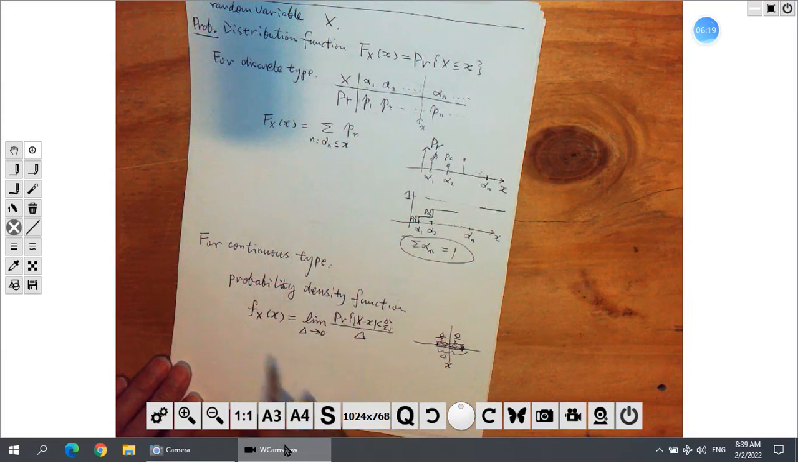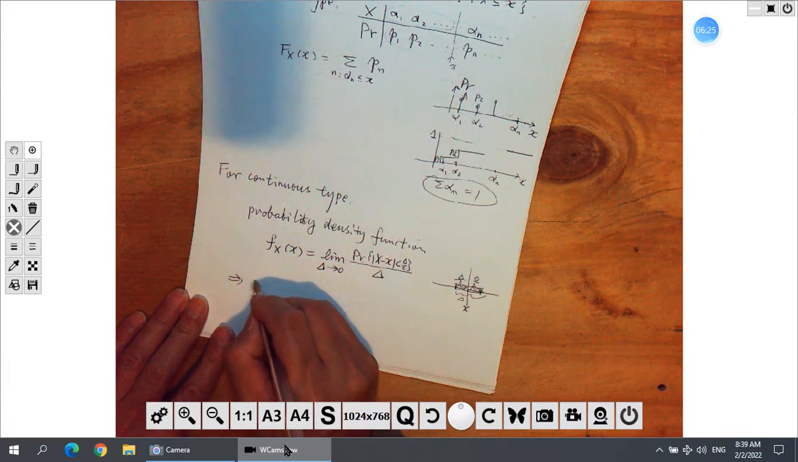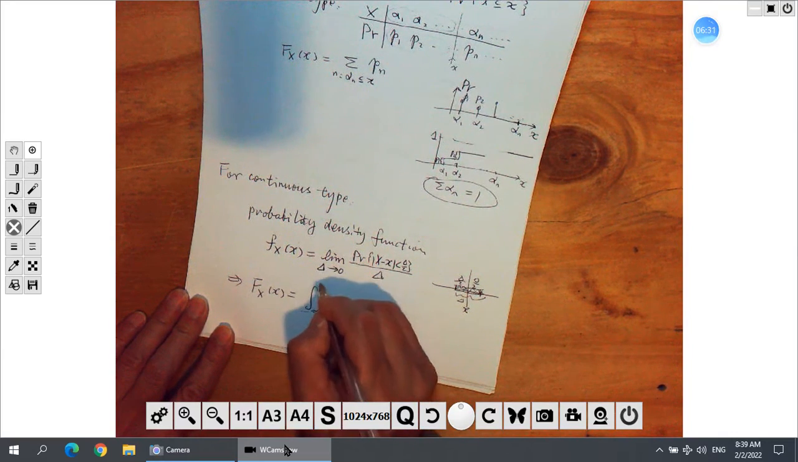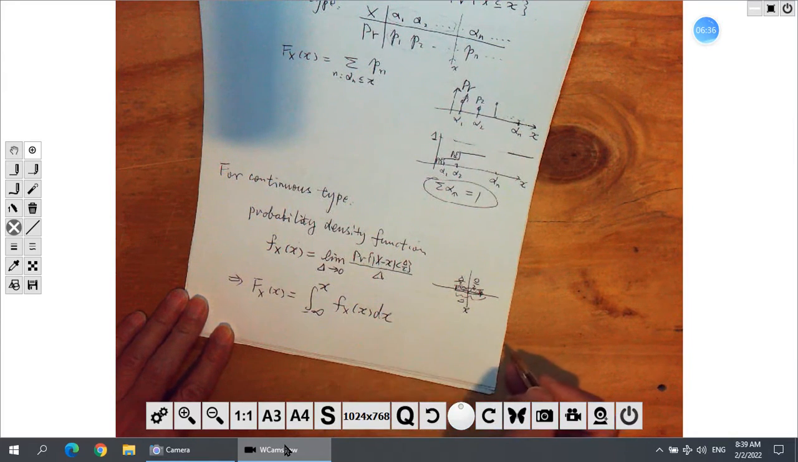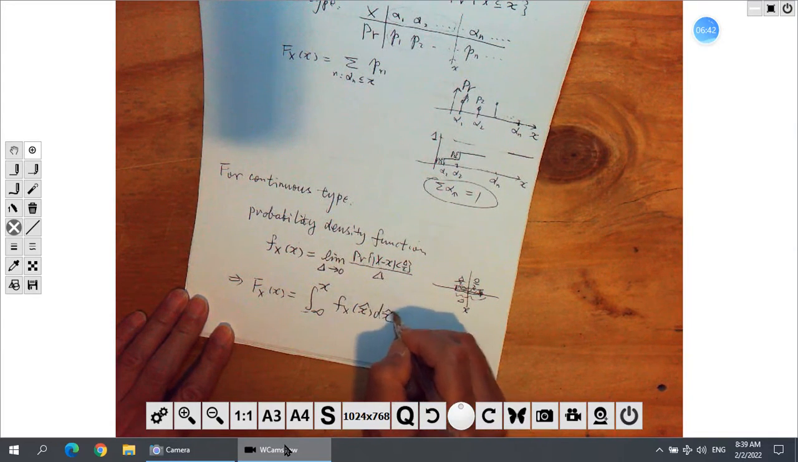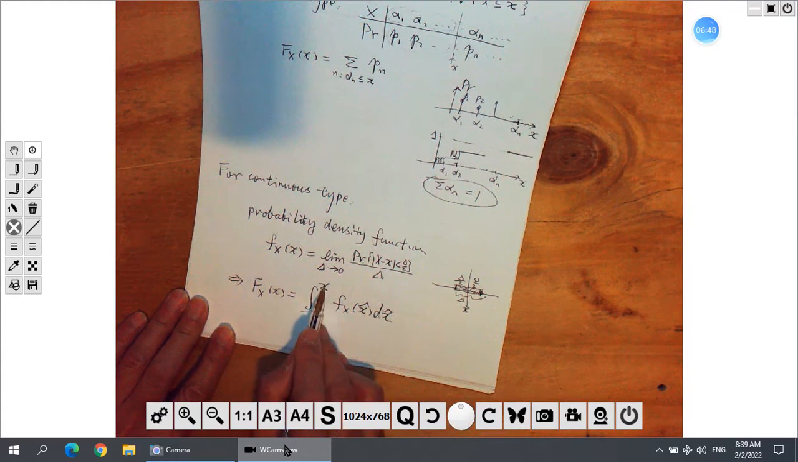For this density, you can have the distribution function F_X of x equal to the integral from negative infinity to x of f_X of x hat dx hat. Now I have both, and the notation is the same, so I put the hat here. This is the variable of the integral, and this is the limit of the integral, negative infinity to x. This x is the same as that x. The x hat is only used inside this integral.